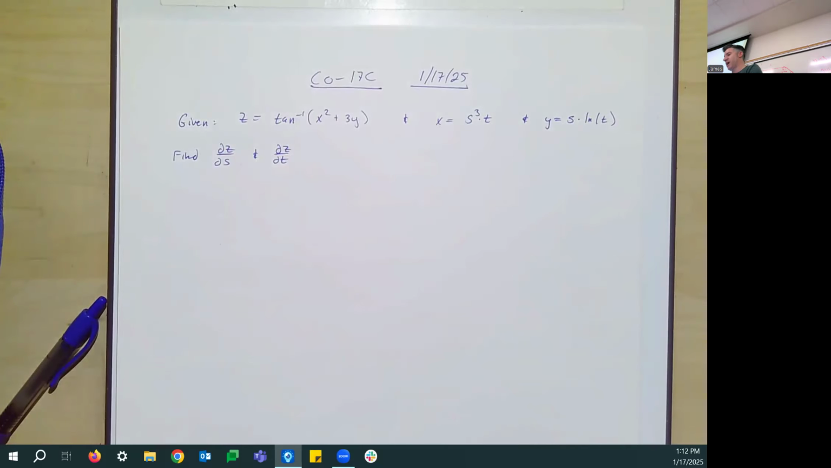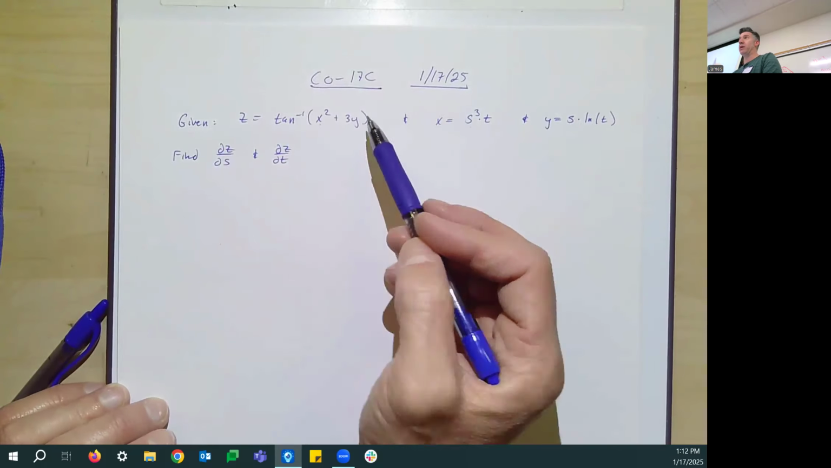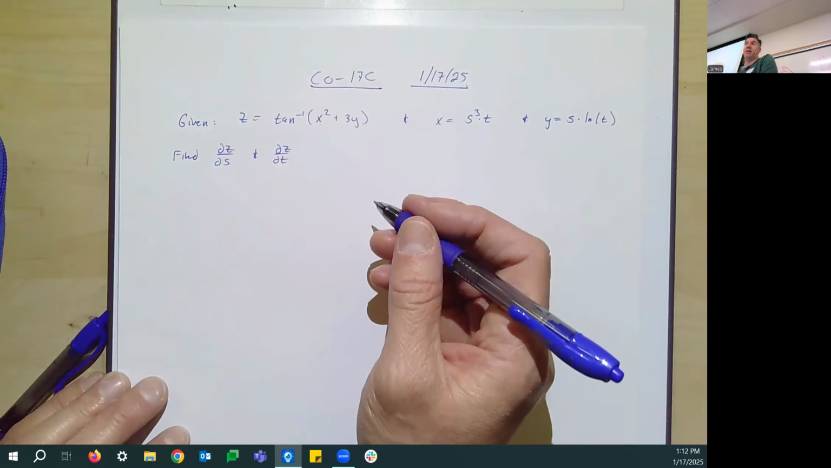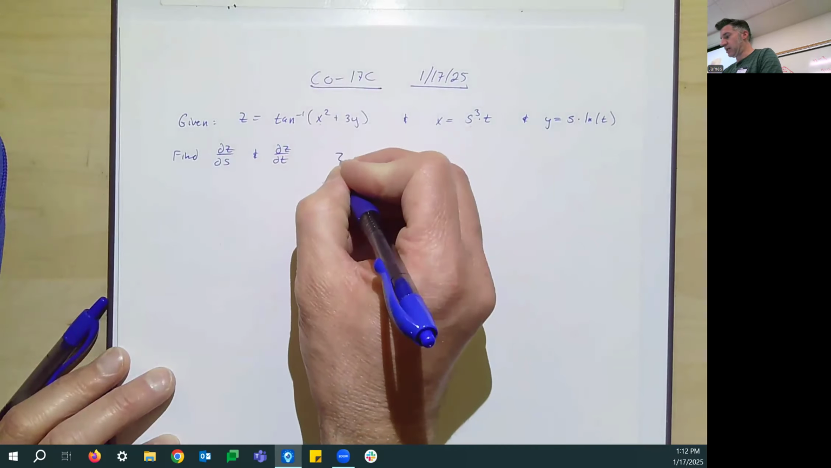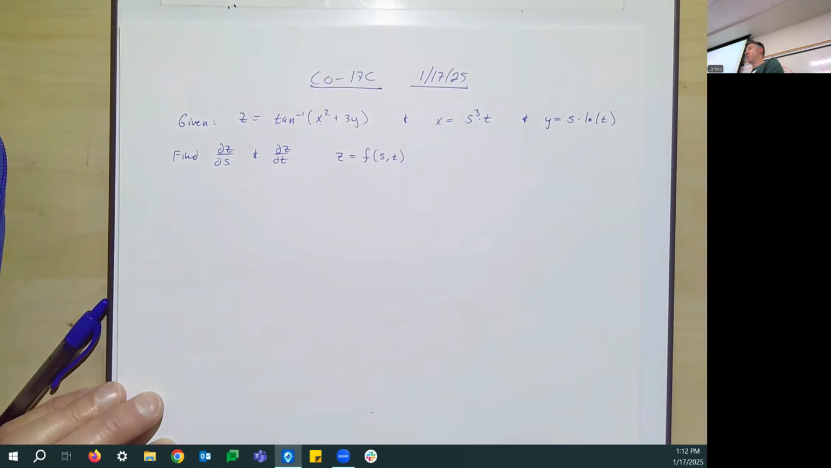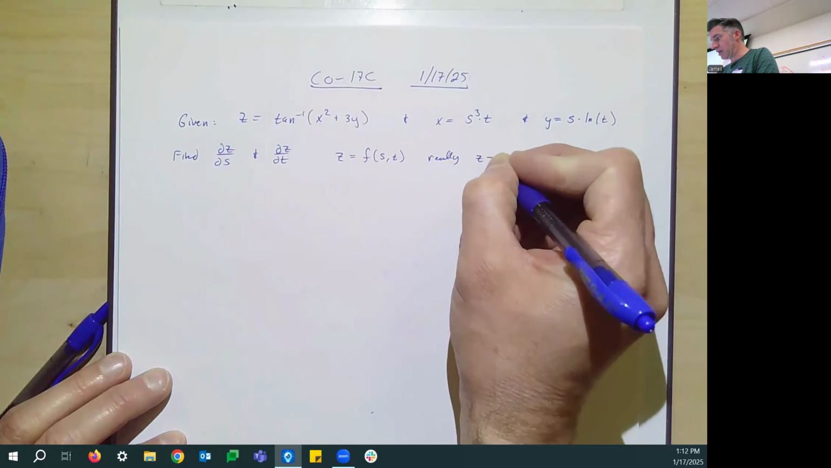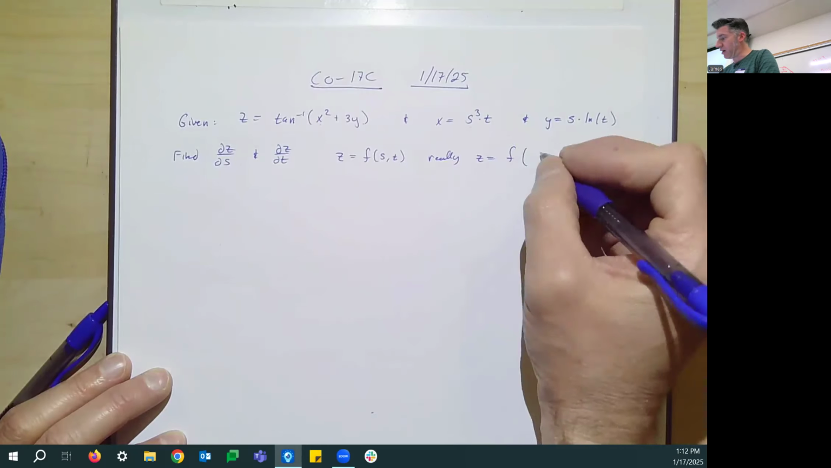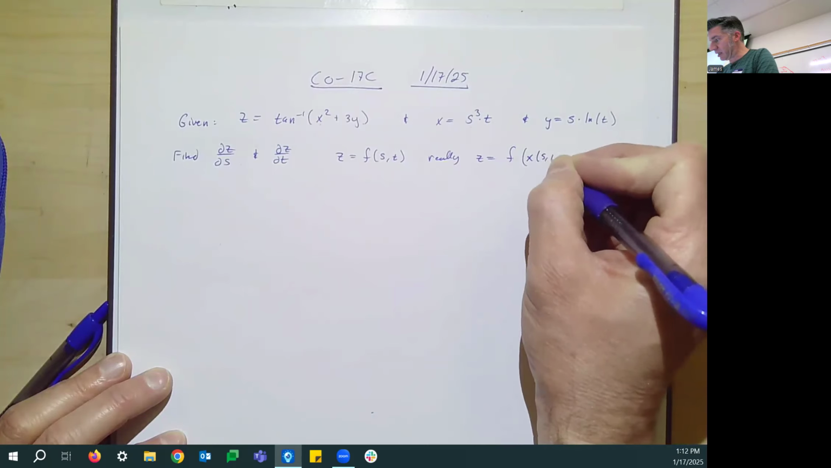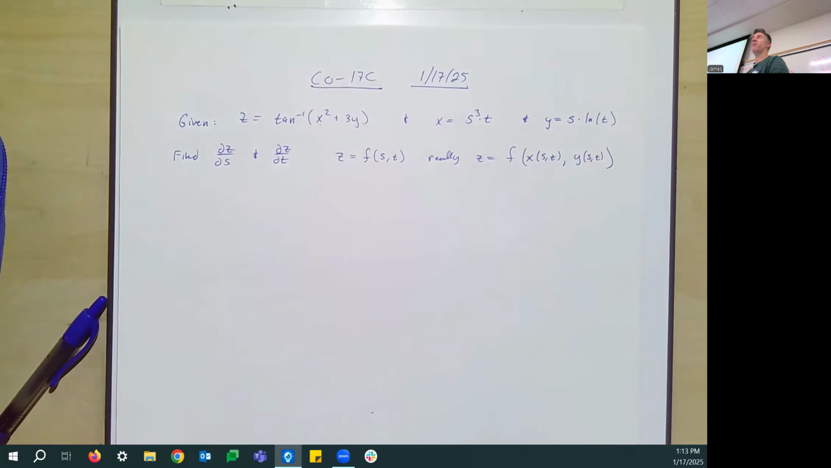I'm not going to write it out, but I will point out that if you subbed in s cubed t for x and s times natural log of t for y, we can see that z at the very basic level is a function of both s and t. But really, there's an intermediate path, right? Really, we have that z is a function of, careful here, x, which is a function of s and t, and y, which is a function of s and t. That's really what's going on there. So the lowest level variables are s and t.